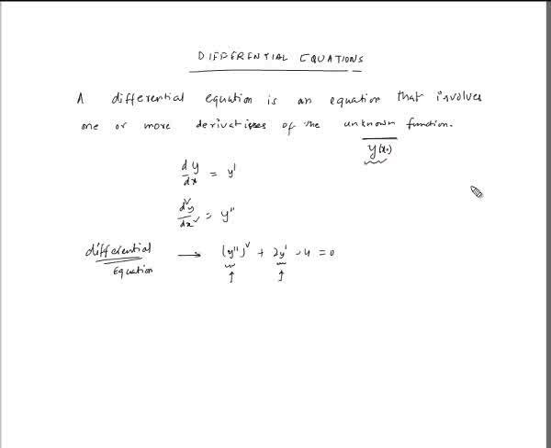It might be y of t also. So typically x is the independent variable here, and the function which is y is called the dependent variable. So a differential equation is an equation where you have one or more derivatives of the dependent variable, which is y.